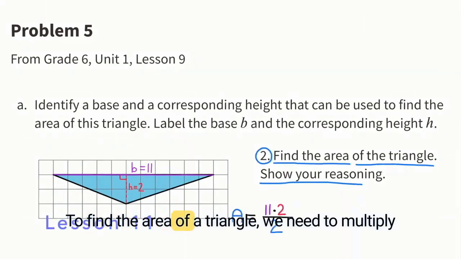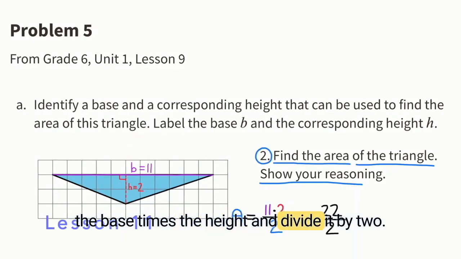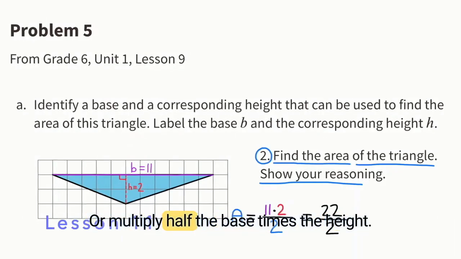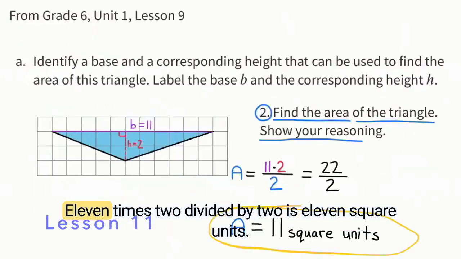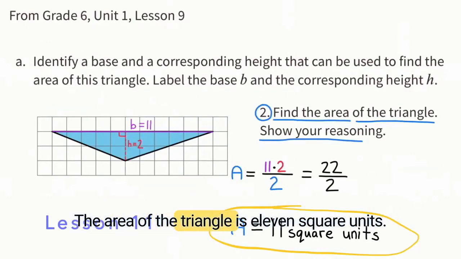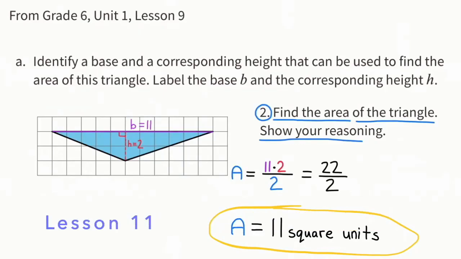To find the area of a triangle, we need to multiply the base times the height and divide it by 2, or multiply half the base times the height. 11 times 2 divided by 2 is 11 square units. The area of the triangle is 11 square units.